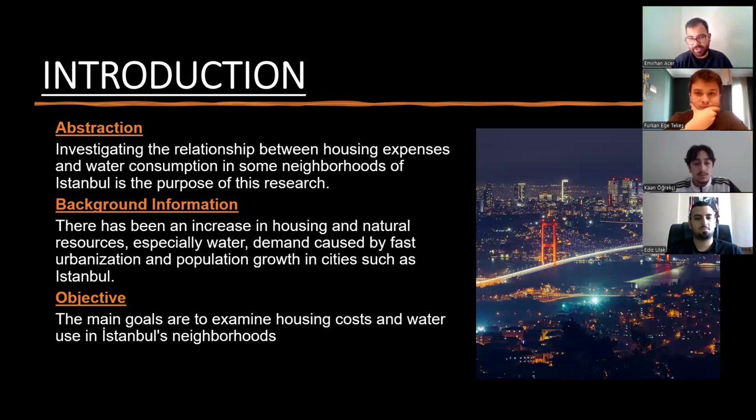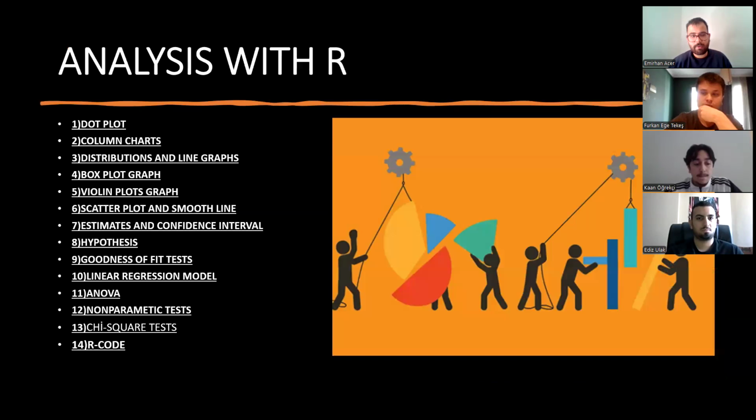We start with the introduction. Investigating the relationship between housing expenses and water consumption in some neighborhoods of Istanbul is the purpose of this research. There has been an increase in housing and natural resources, especially water demand, caused by fast urbanization and population growth in cities such as Istanbul. The main goals are to examine housing cost and water use in Istanbul neighborhoods.